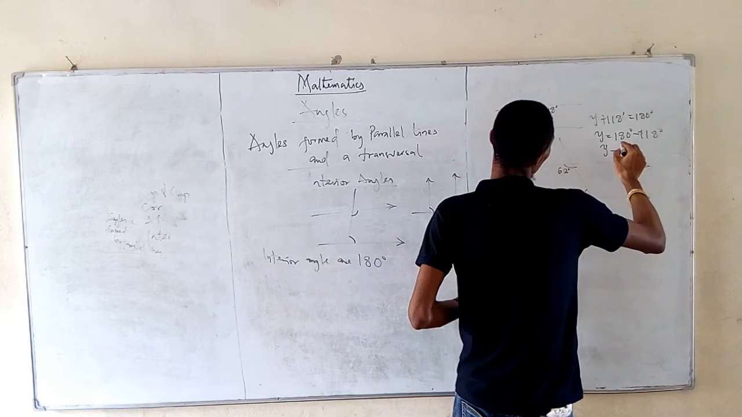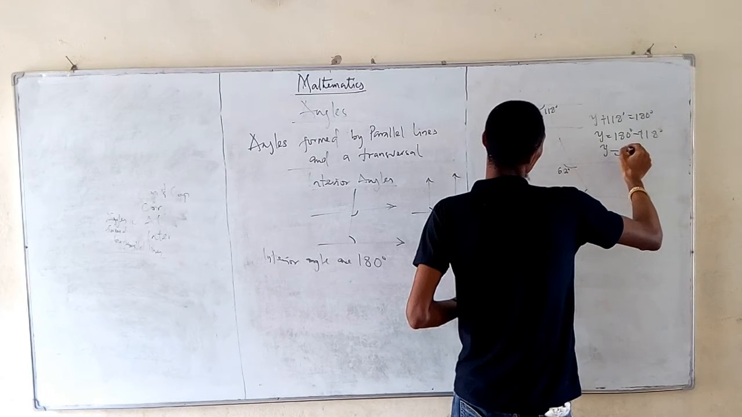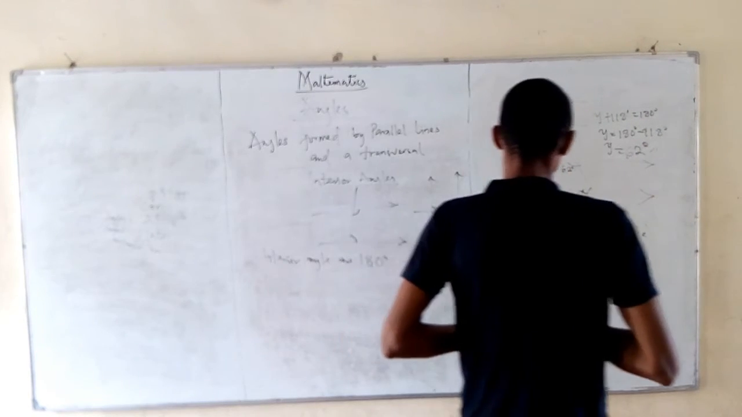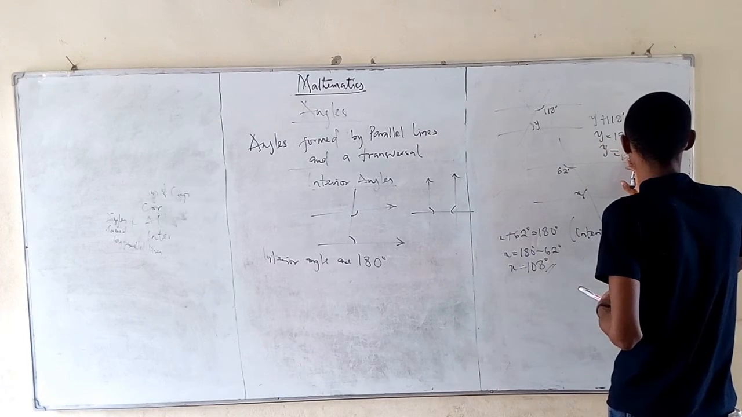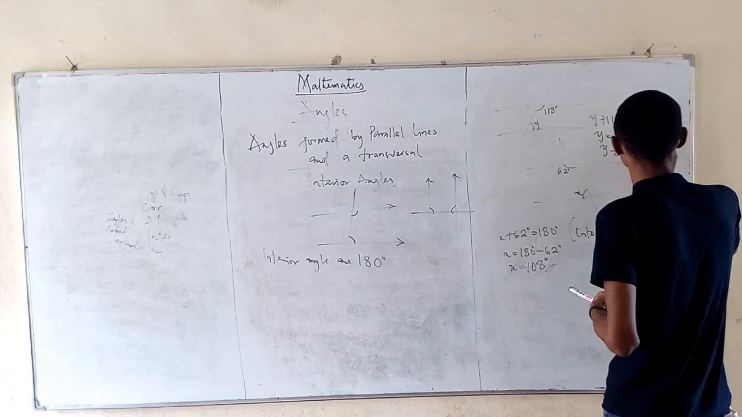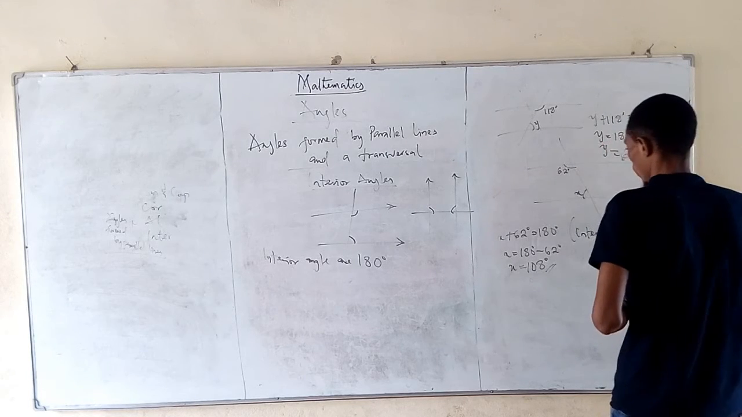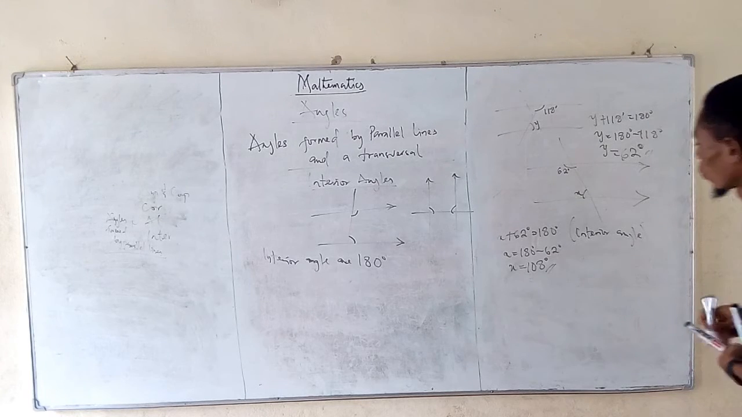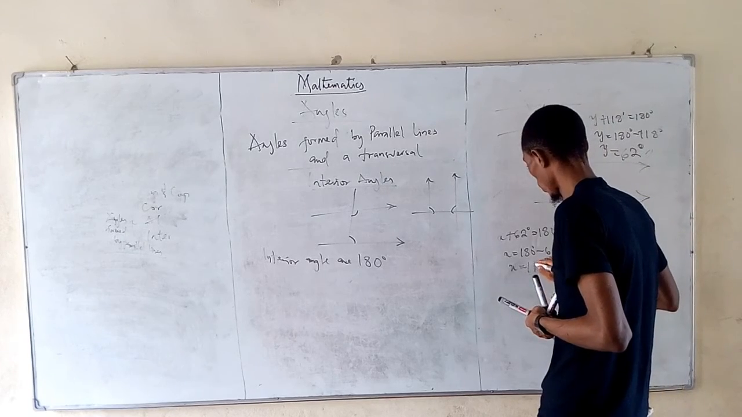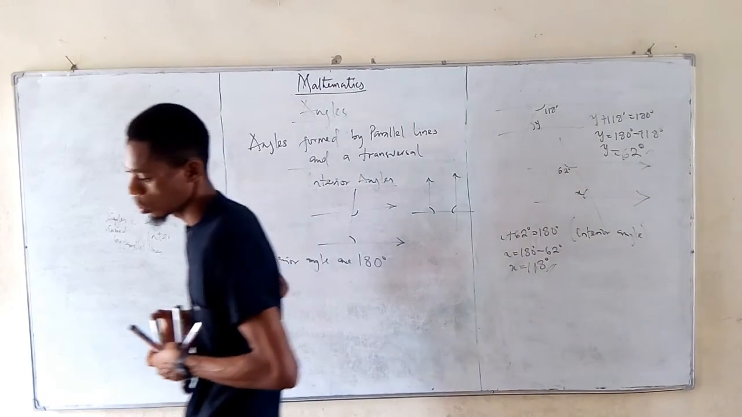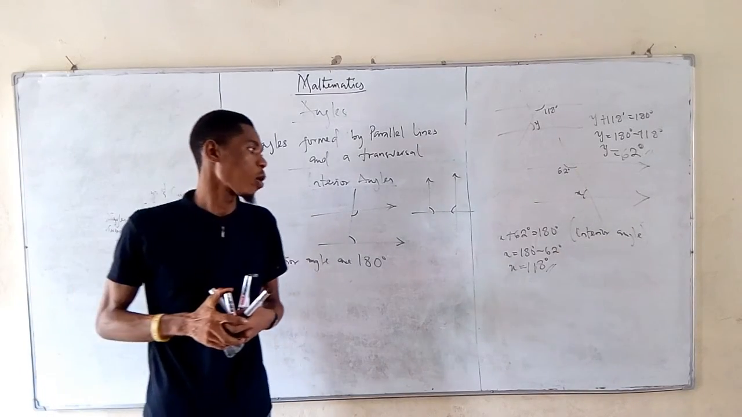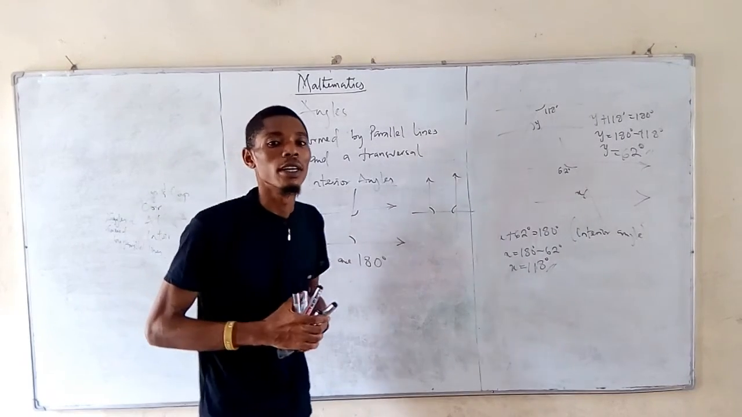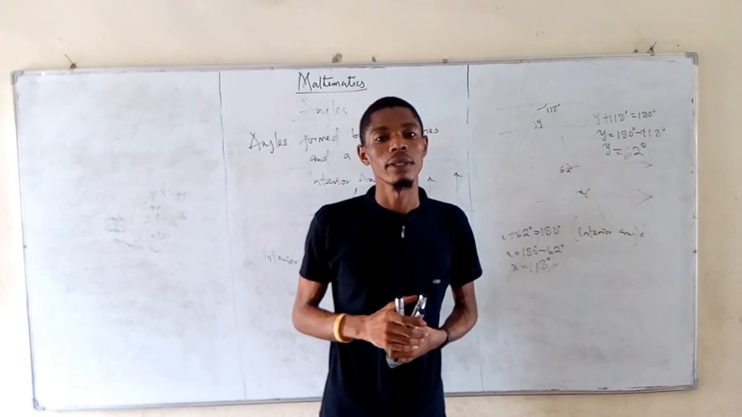So my Y is equal to what? Borrowing, I get 10 minus 8 is 2, 7 minus 1 is 6. Sorry, 62 degrees. So that's how to solve interior angles, angles formed by parallel lines.